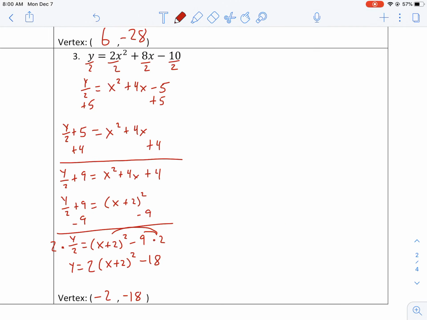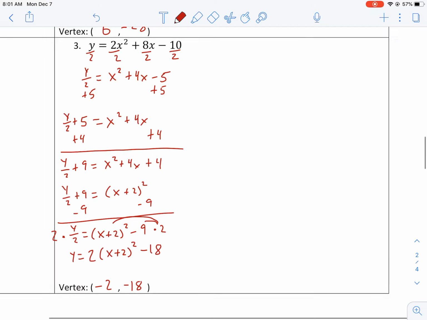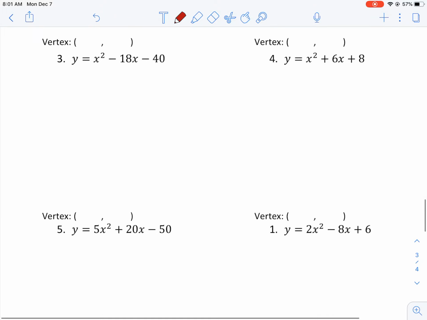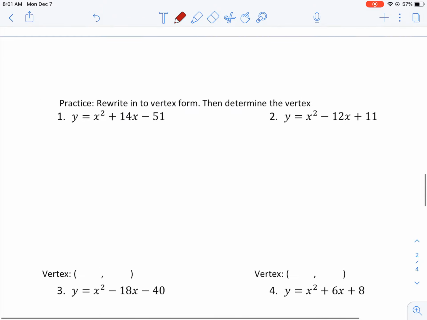So we're just getting more work with completing the square, but also introducing vertex form and being able to find the vertex. So you've got 6 problems to try on your own.